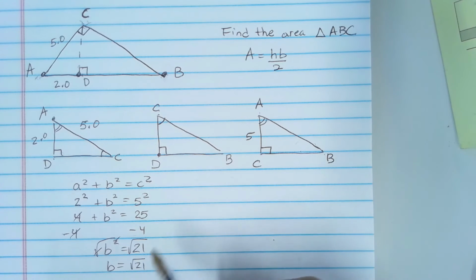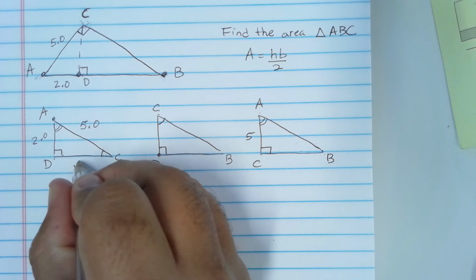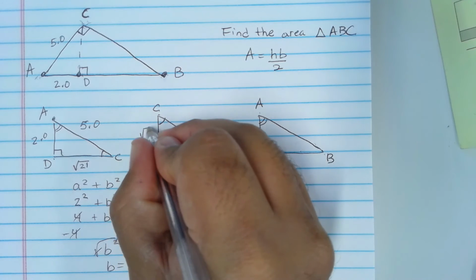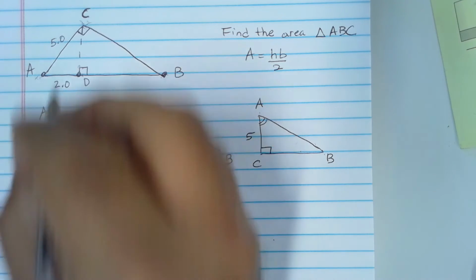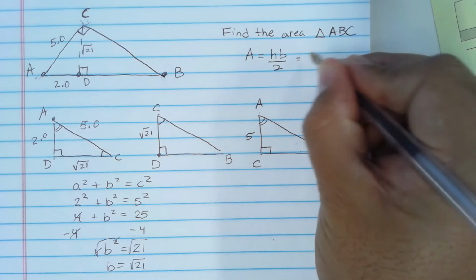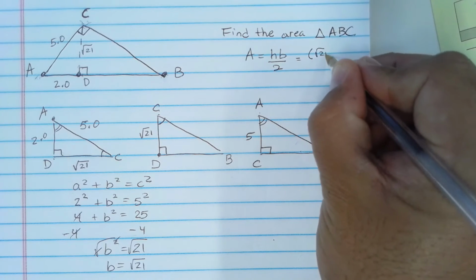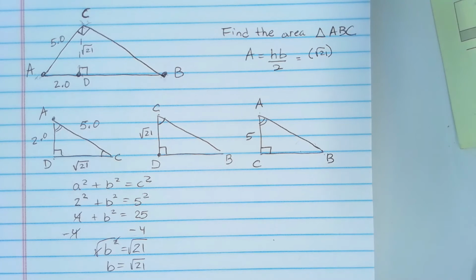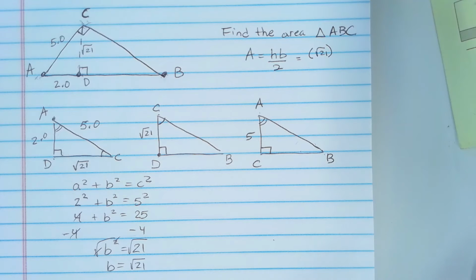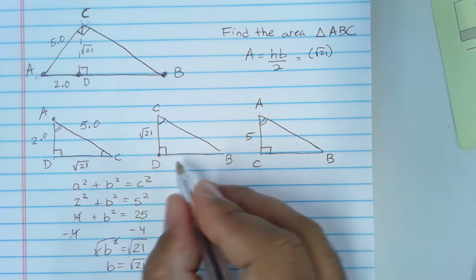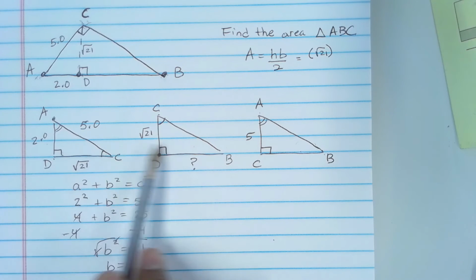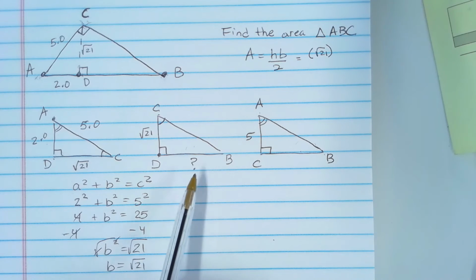So B is actually what? DC, right? That's DC. We know that DC here is square root of 21. So we know this side. We know the height. So let's go ahead and input that right there. We know the square root of 21. What else do we need to know? The base. We have part of the base. What else do we need to find out? We need to find DB. We need to know this part here. So here we could use these two triangles to go ahead and solve for DB.